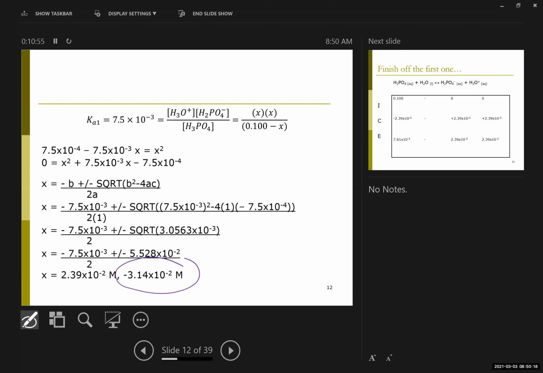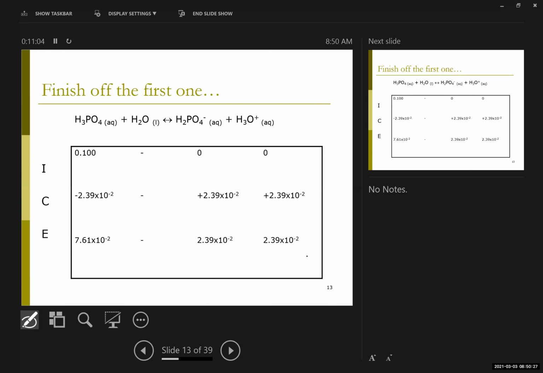This root makes no sense in the ICE chart because it would give me a negative amount of hydronium, right? And so the only solution that makes sense is the 2.39 times 10 to the minus 2. And so if I put it back in my ICE chart, I'm all but done with my first reaction, right? And I would be all done with the problem, except for the fact that dihydrogen phosphate is itself an acid.